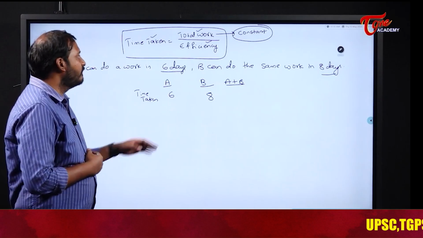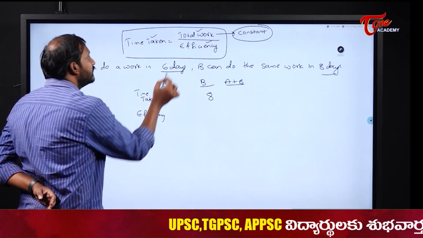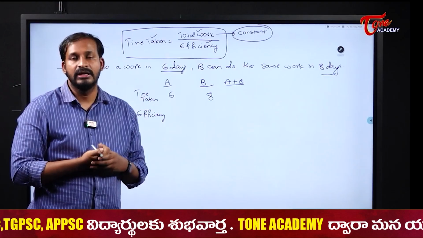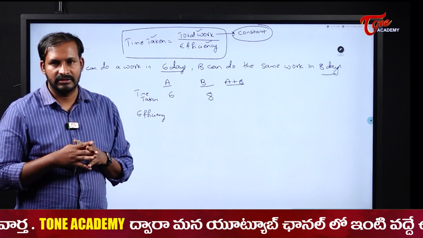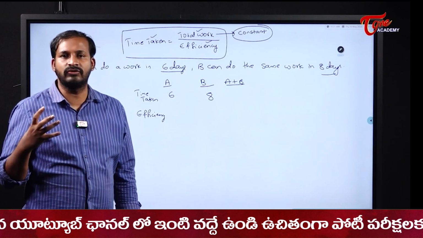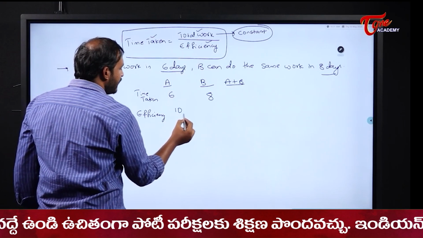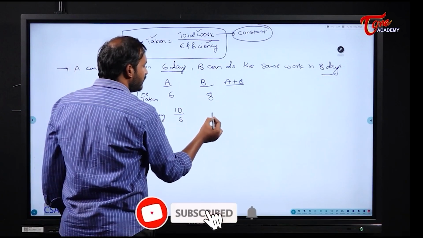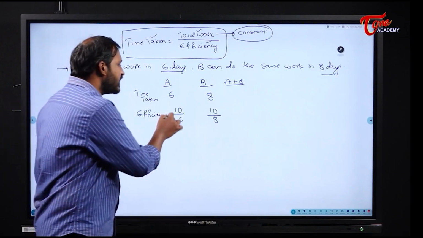Now, when it comes to efficiency, how can I write their efficiency? Efficiency is total work by time taken, right? Here we don't know the total work. My suggestion, for understanding the concept, is to take anything as total work, a fixed value. I will assume that building 10 walls is the total work given to A and B. The efficiency of A is 10 by 6, because time taken by A is 6. Similarly, the efficiency of B is 10 by 8.